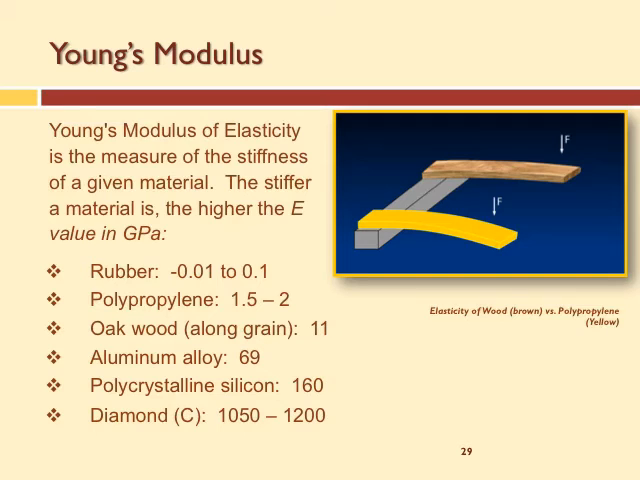So fear not, it does make sense. You can see rubber is pretty flimsy, right? Real low E. Polypropylene's a little higher. Oak is much higher. Aluminum is even higher than oak. And then polycrystalline silicon, which is what we like to work in the MEMS world, is 160.